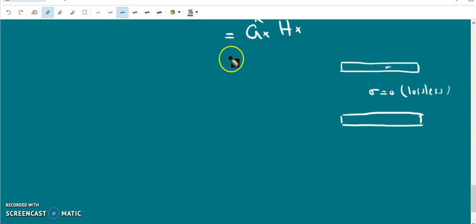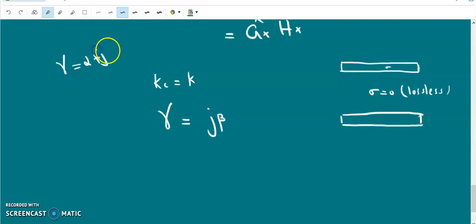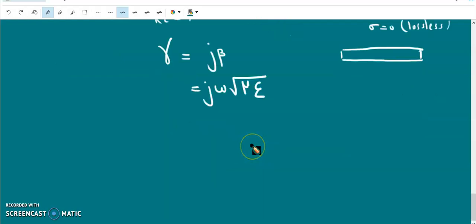So for a lossless medium, we know that Kc is k itself, and therefore gamma is equal to j beta alone. So we know that gamma is equal to alpha plus j beta for a lossy medium, and for a lossless medium alpha is equal to 0. So j beta or j omega root mu epsilon. And we know that the intrinsic impedance for a lossless medium is purely real, and it is equal to root of mu by epsilon.